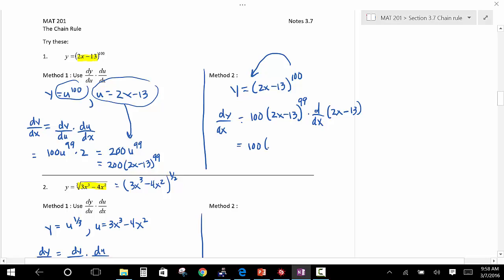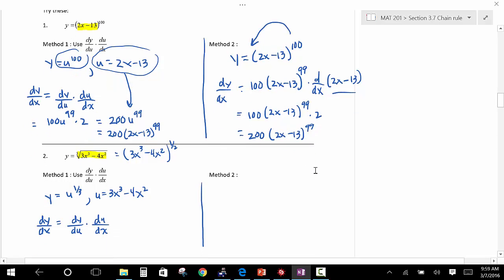This would be 100 times 2x minus 13 to the 99th. This derivative here is 2. And you can multiply the 100 and 200 to kind of clean that up, and then you're done. Okay, so that shouldn't be too bad. Does that make sense? Everybody okay?